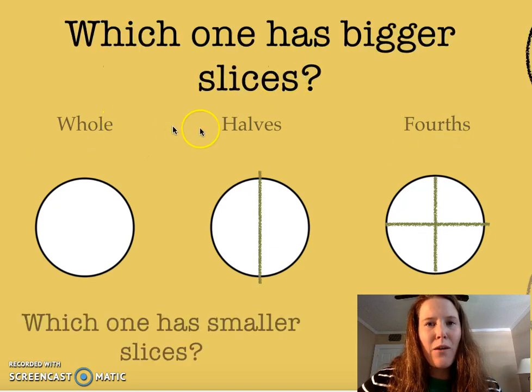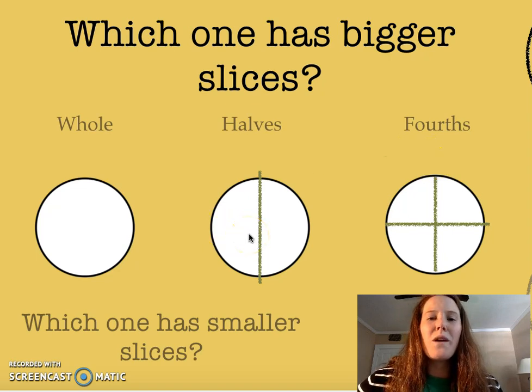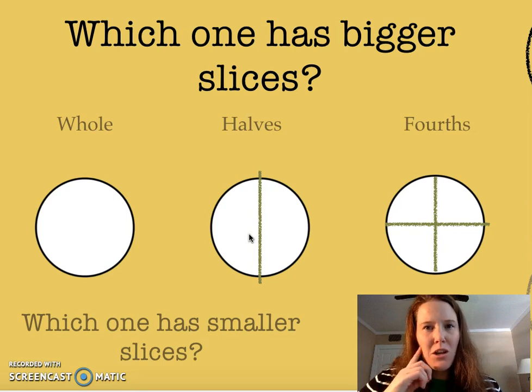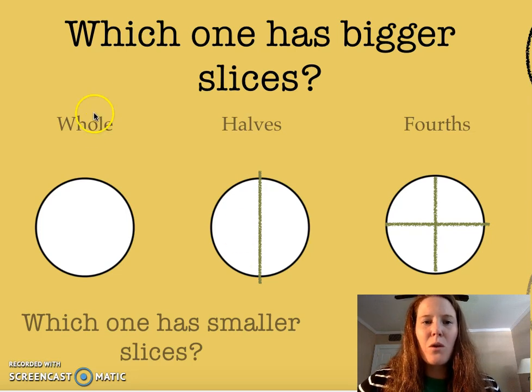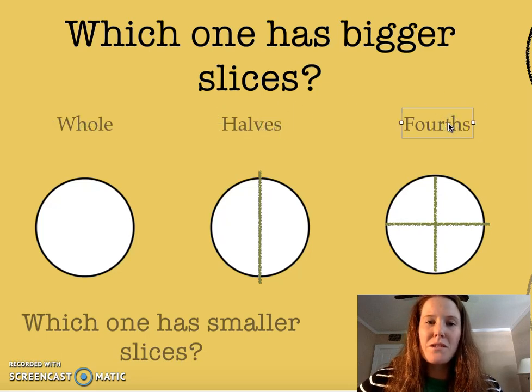So as I look at how I partition my shapes, I have 2 questions. Number 1, which one has bigger slices? I want you to keep it in your head for me. Look at which one, a whole, a half, or fourths. Which one has bigger slices? Keep it in your head. All right, I want you to whisper it on 3. 1, 2, 3. Good job.